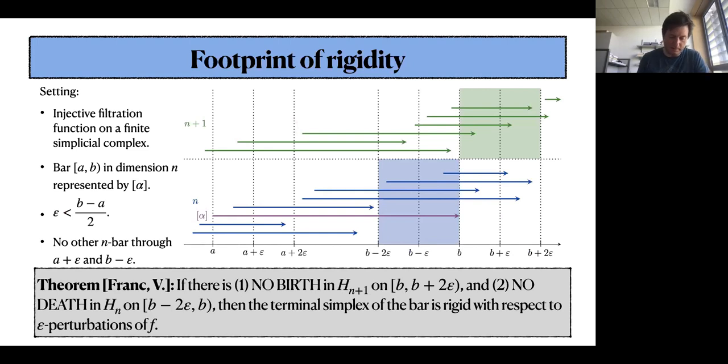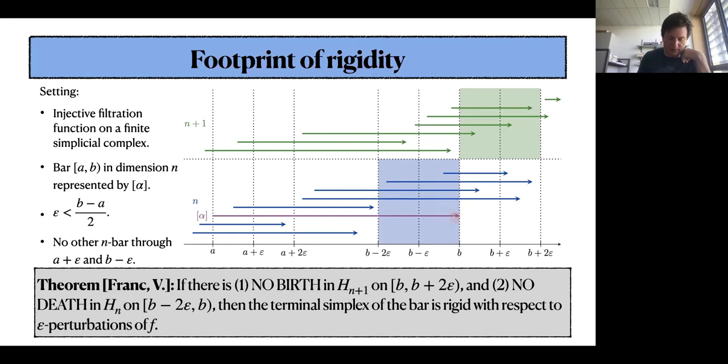So here's our setting. You take a finite simplicial complex. You take an injective filtration function. That means that each simplex either kills something or gives birth to something. And suppose you have what we'll call a prominent bar in n-dimensional homology. So this is a prominent bar.